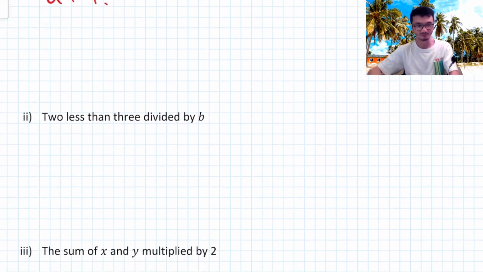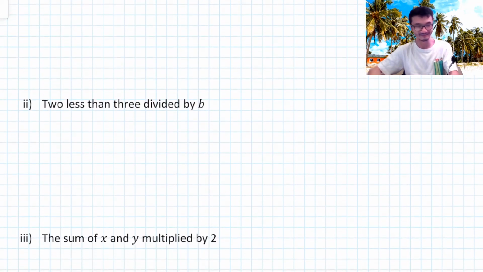They can make these expressions a little bit longer. For example, 2 less than 3 divided by A. So this is where you have to be careful with the wording. So 2 less than, when you think about less than, you think about subtraction. The order is important here though. If I've got 3 divided by B, what does that look like? That looks like this, 3 divided by B, or 3 over B. And I want 2 less than that.